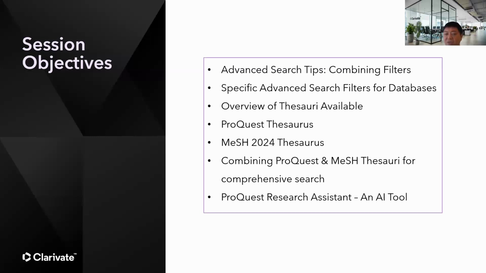the topics that I covered today. Advanced search tips, combining filters, specific advanced search filters for databases, an overview of Thesauri available, the ProQuest Thesaurus, and MeSH. I should have put 2025. I actually replaced the screenshot, but it is the MeSH 2025 Thesaurus from PubMed. I'll talk about it later, and how and why you should sometimes combine Thesauri. And then finally, the ProQuest Research Assistant. I'll show you the AI feature.